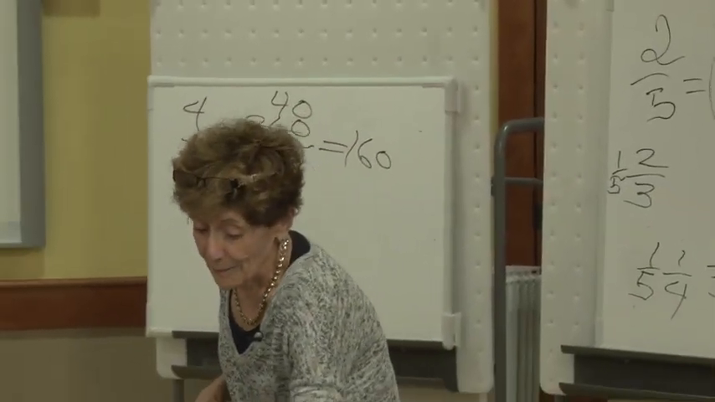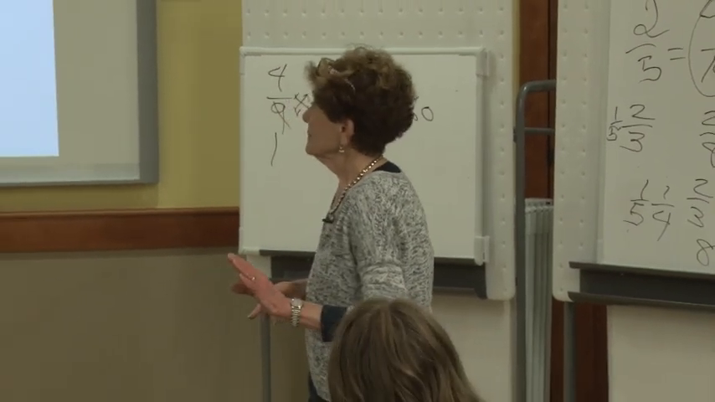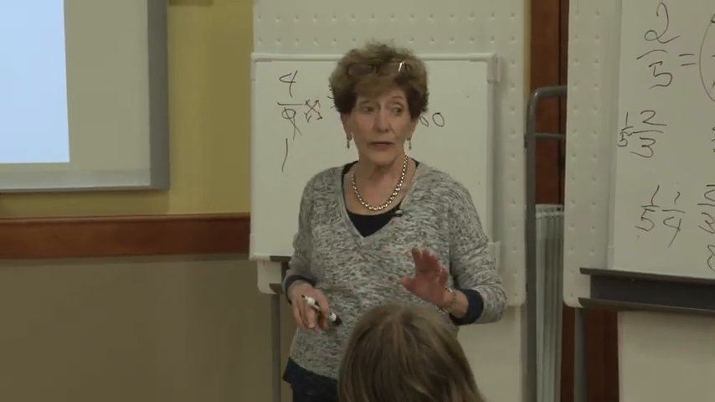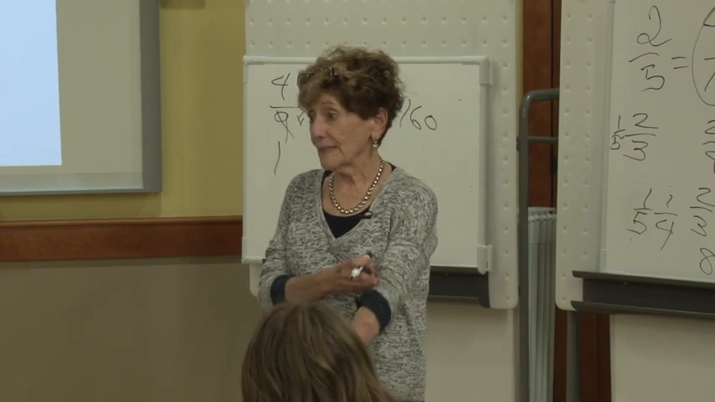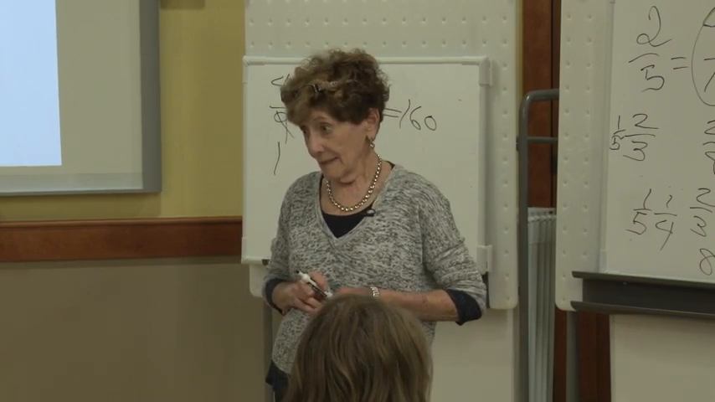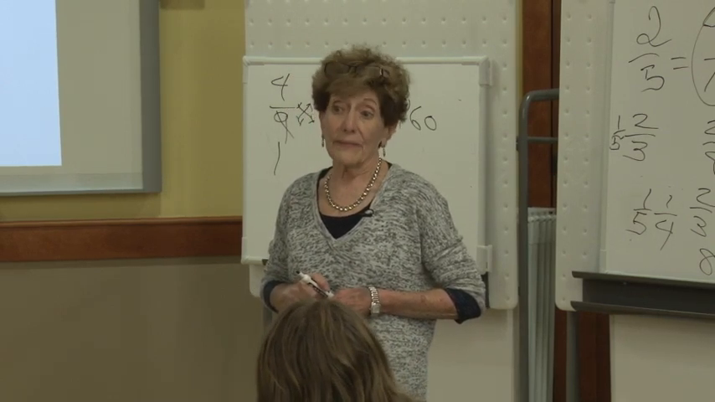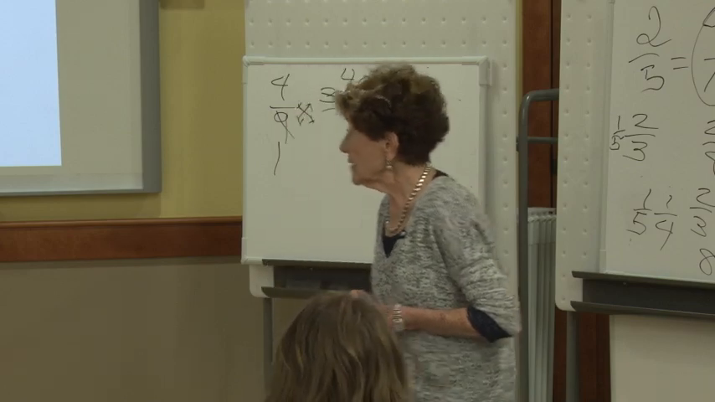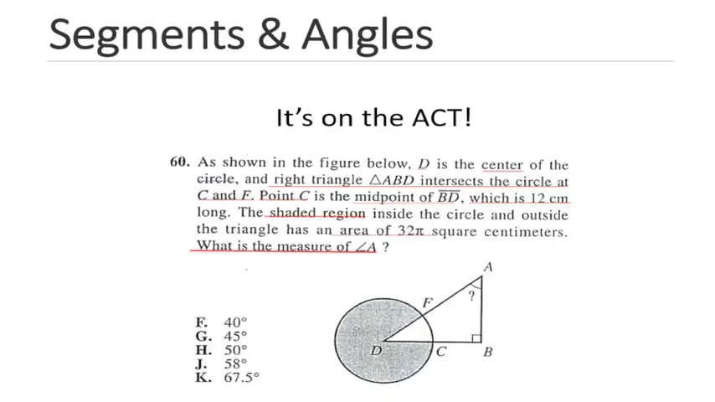Now, problem number 60, which means it's the last one. What do I see? A circle with a triangle, and I also see a center of the circle, so I know it has something to do with 360. Volunteer to read.